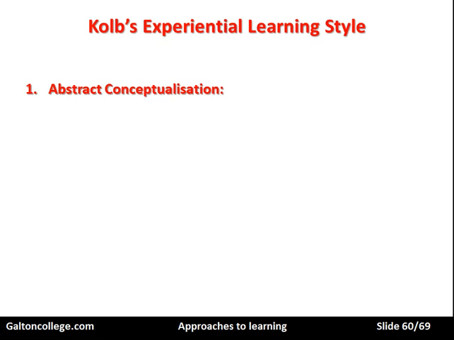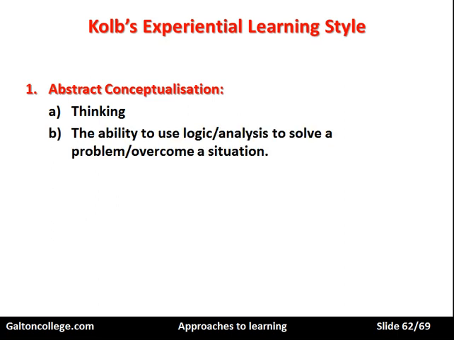Now, abstract conceptualization, well, this is to do with thinking. We've had the experience, now we need to think about it. We need to try and work out what was the cause and the effect. How are they linked? What's joining the two together? It's the ability to use logic and analysis to solve problems and overcome a situation.